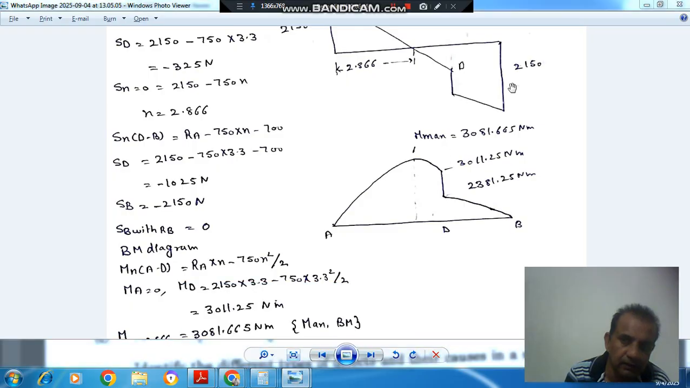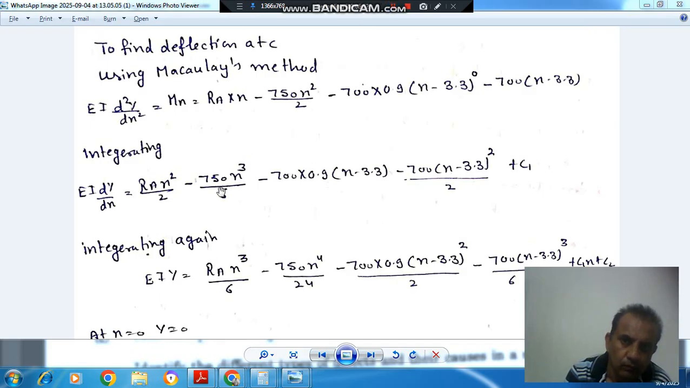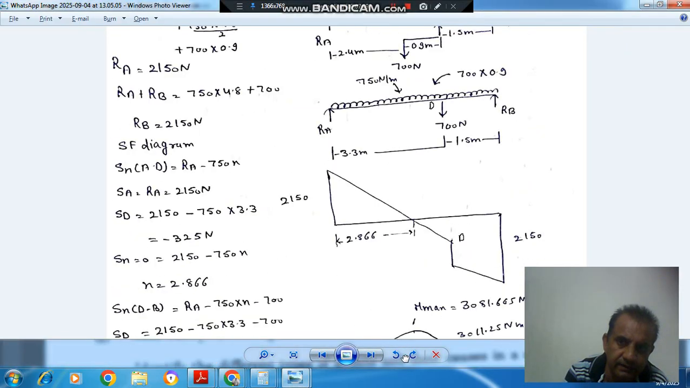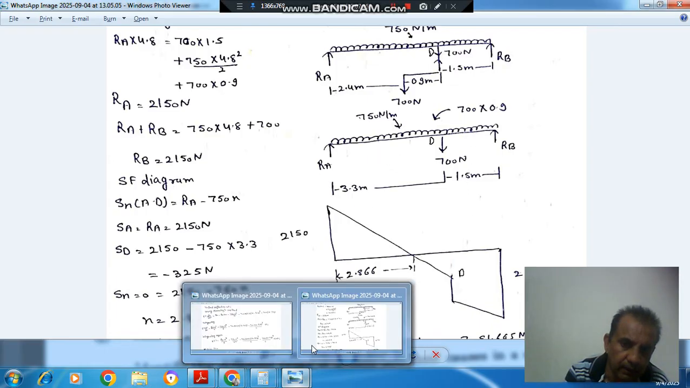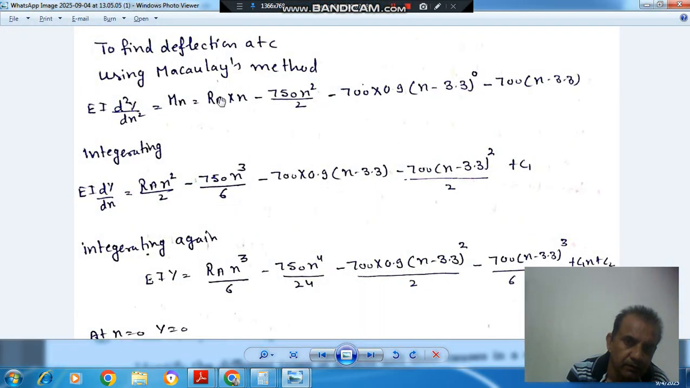Now the last part is to find out deflection. To find out deflection, we will use Macaulay's method. According to Macaulay's method, EI d square y by dx square is equal to Mx, where Mx is the bending moment between the last load and second last load. From the equivalent diagram, we will take x starting from here up to this x, and the bending moment equation will be RA into x minus 750 into x square by 2 minus 700 into 0.9, x minus 3.3 for this. This is the Macaulay's method.